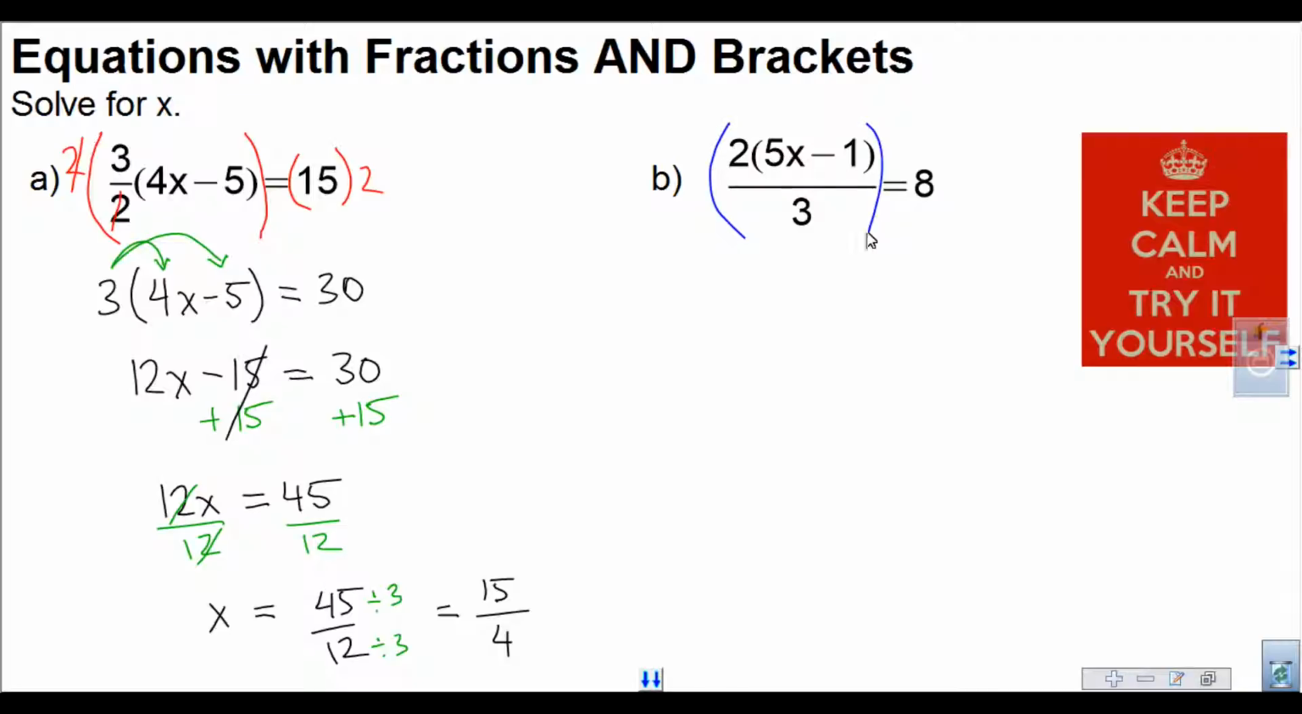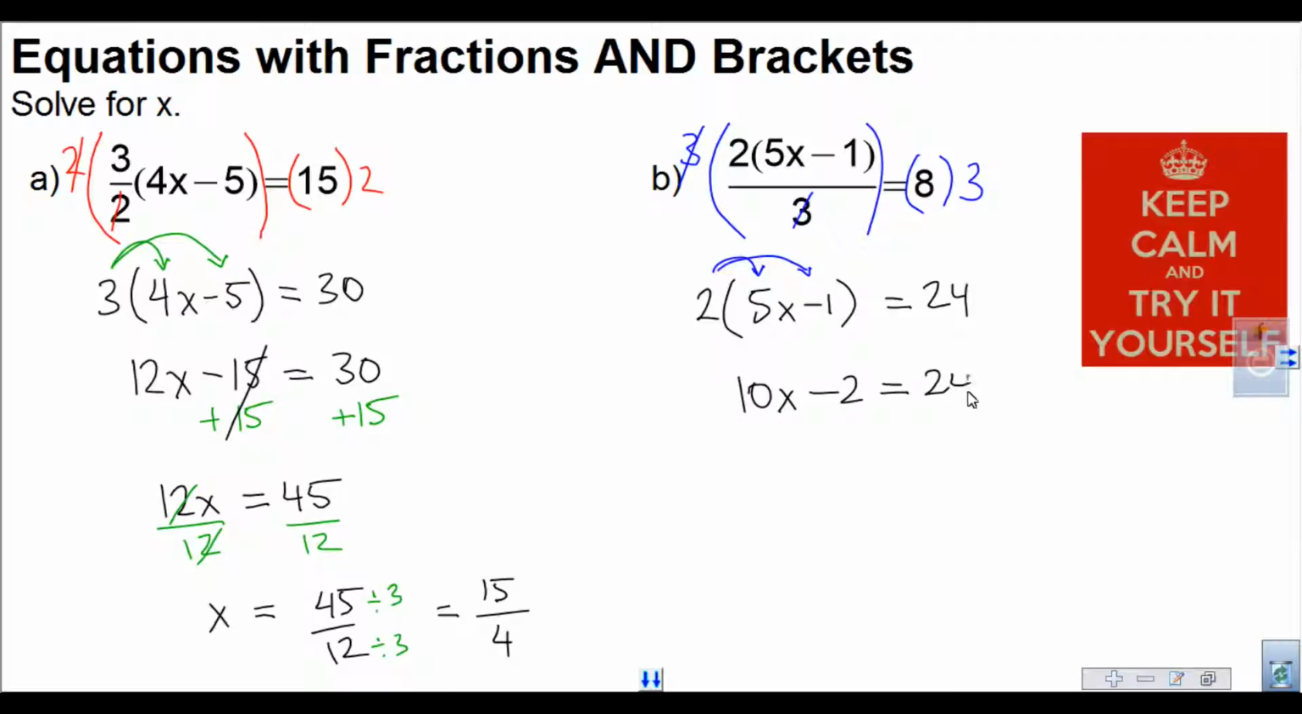So the first thing is you should get rid of the denominator by multiplying by 3. So then that way they'll divide out. So we've got 2 bracket 5x minus 1 is equal to 8 times 3. That's 24. Okay, so here you can multiply in to remove the brackets. So that'll get you 10x minus 2 is equal to 24.